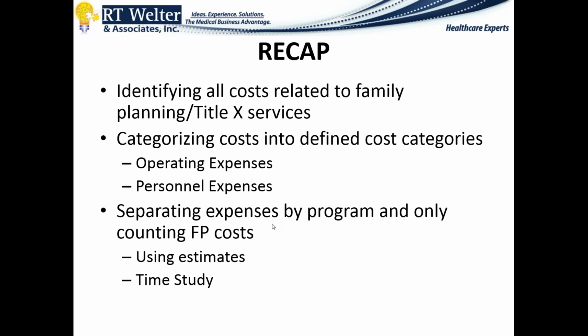And also separating expenses by program so that we're only accounting for the costs associated with family planning in Title X. This is going to look very different for each of you depending on the structure of your organization and the programs that you have. You are free to use estimates based on calculations that you're using when you're evaluating multiple agencies and programs within an agency, as well as time studies with regards to employees and percentage of employee time devoted to family planning in Title X.